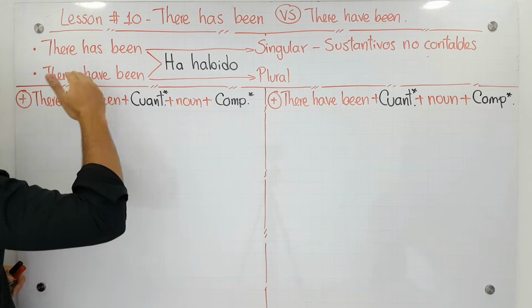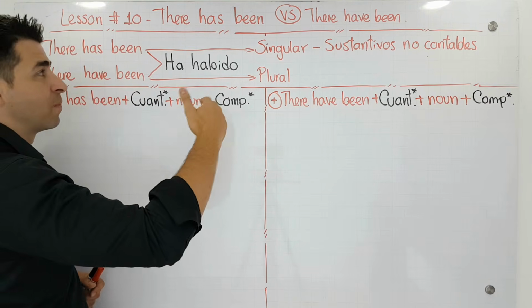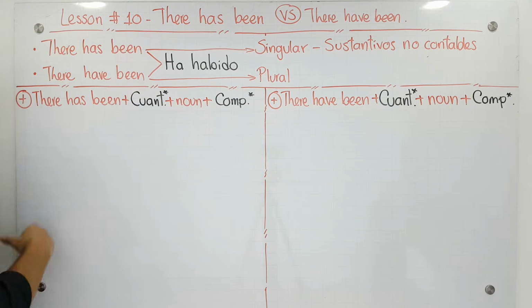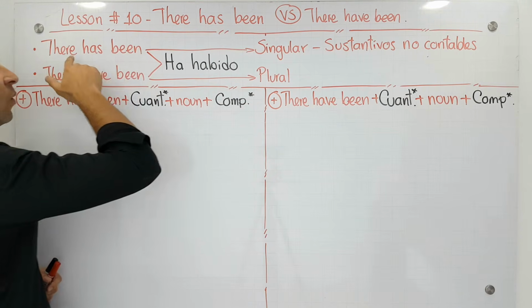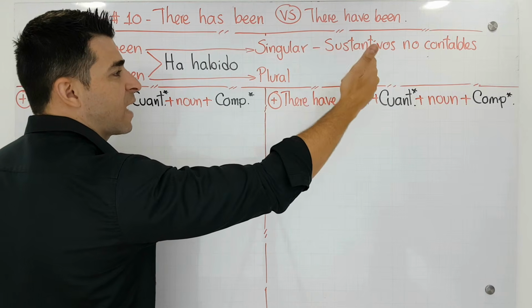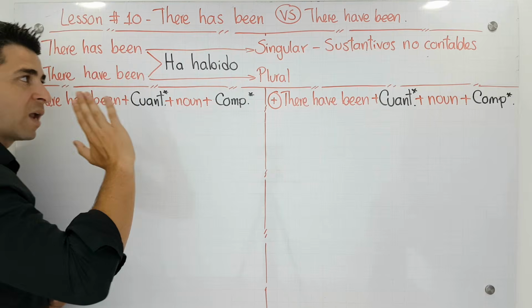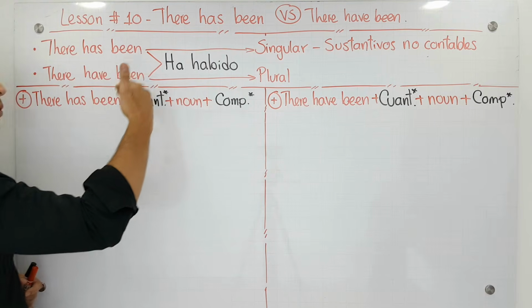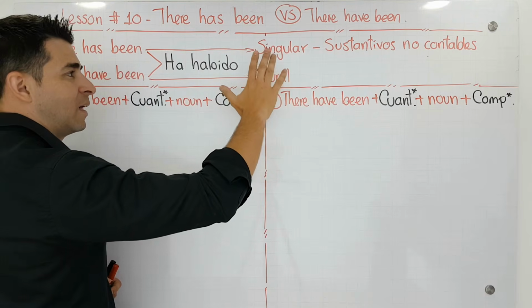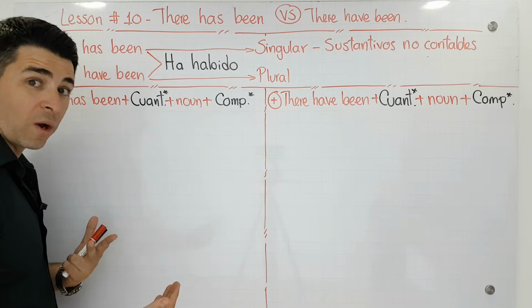There has been and there have been mean the same. They mean ha habido in Spanish. ¿Cuándo vamos a utilizar entonces there has been? Where are we going to use it? We're going to use there has been for singular nouns or uncountable nouns, sustantivos no contables o simplemente en singular. ¿Listo? And there have been, we're going to use it in plural, simplemente en plural. Eso es básicamente la diferencia y para eso vamos a seguir unas estructuras y esta va a ser la base, la afirmativa, para que vamos trabajando un poco cada una de ellas.